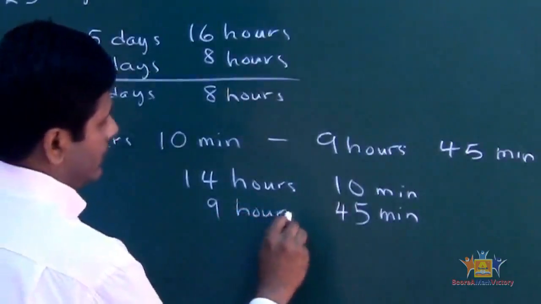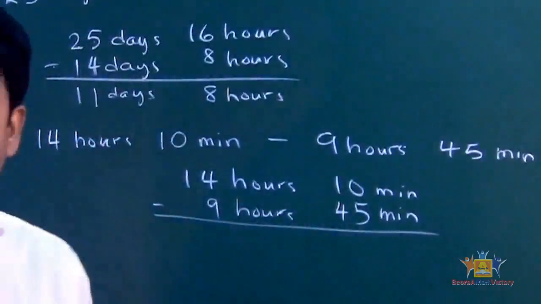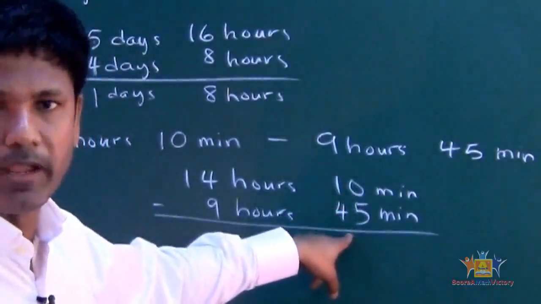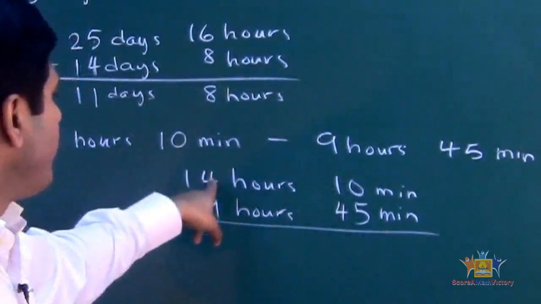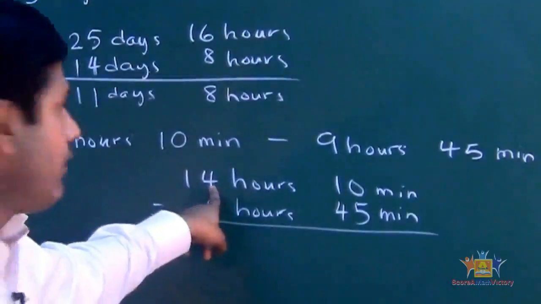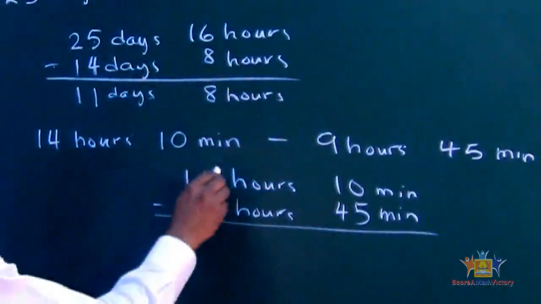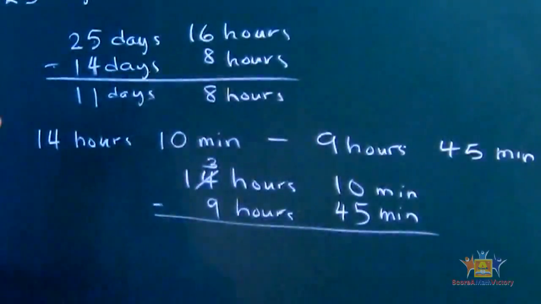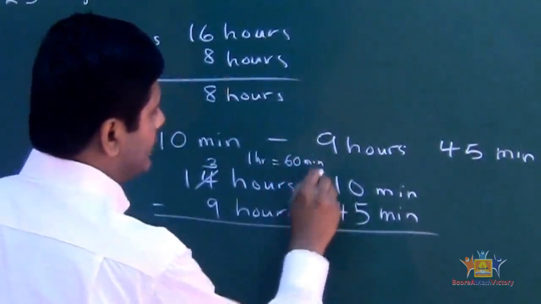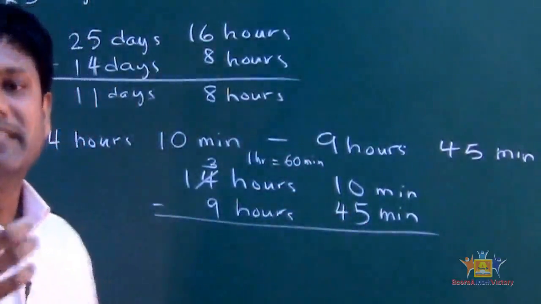Before we start subtracting, look at this. 10 and 45. What does that tell you? This is smaller than 45. You cannot subtract. Am I right? So what do you have to do? You have to borrow from the hour. You have to take 1 hour from that and give it to the 10 minutes. And you know that when you take 1 hour out of the 14, it will be what? 13. So that 1 hour equals 60 minutes. So I'm going to take 60 and add that to the 10. That gives me what? 70.